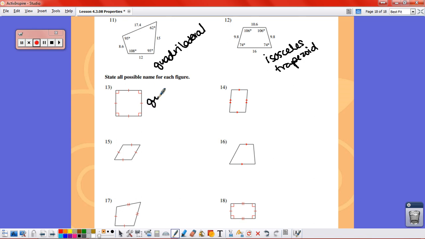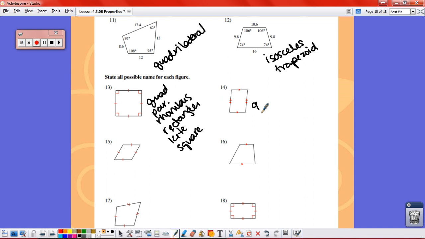Well, this is a quadrilateral. It is a parallelogram. It is a rhombus. It is a rectangle. It is a kite, and it is a square. Whew, that's a lot. I'm going to have to start abbreviating.